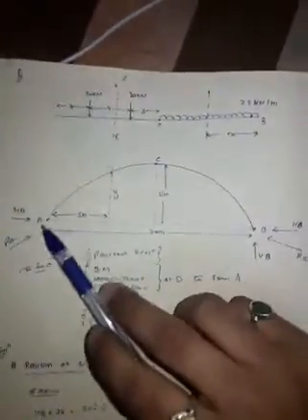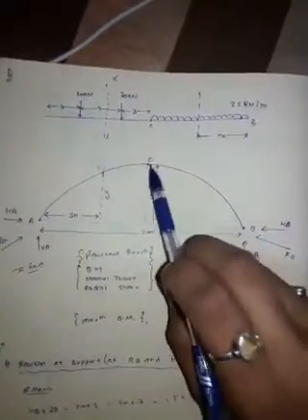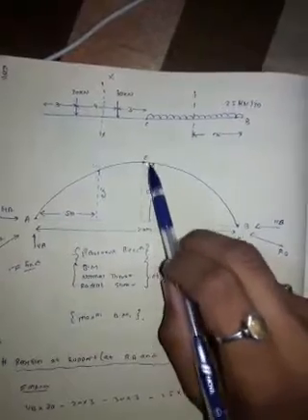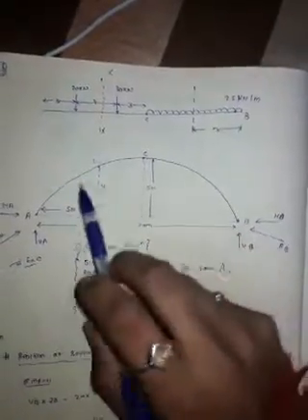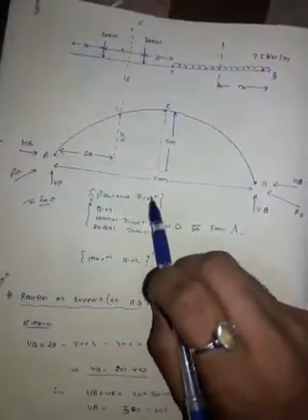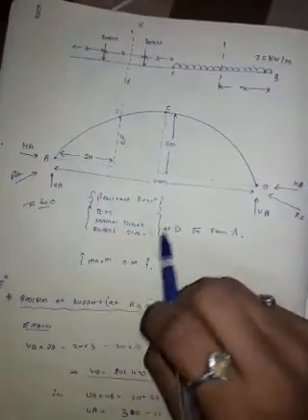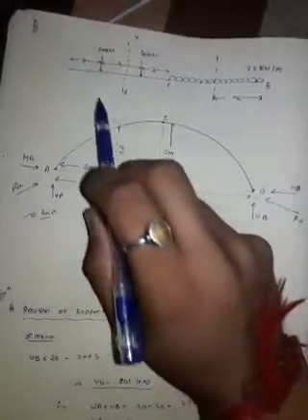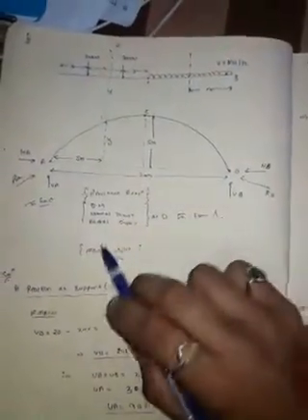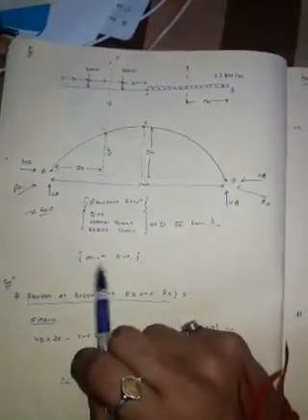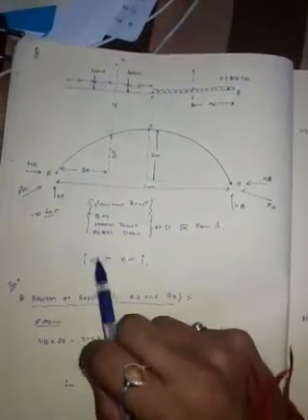Okay, so let us see this figure. This is a 3-hinge arch A, B and C. C is known as the crown and the rise of the arch is 5 meters. We have to calculate the resultant reaction, bending moment, normal thrust, and radial shear at 5 meters from the A support, and we also calculate the maximum bending moment.